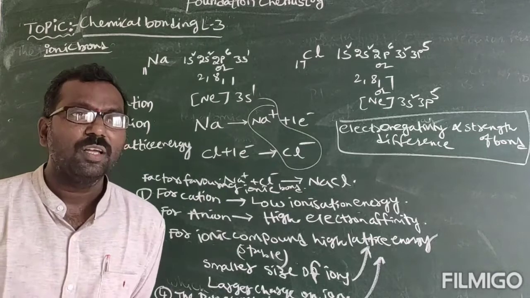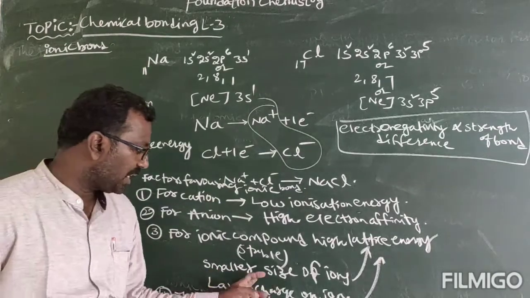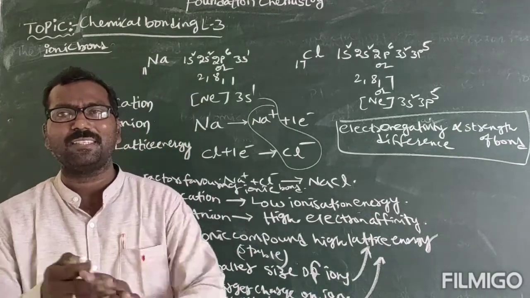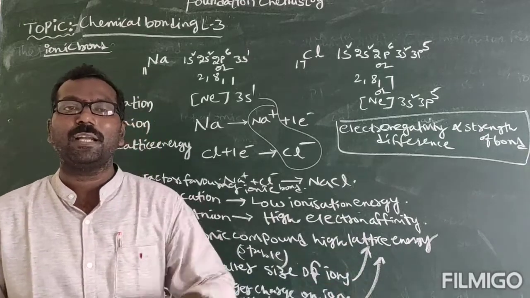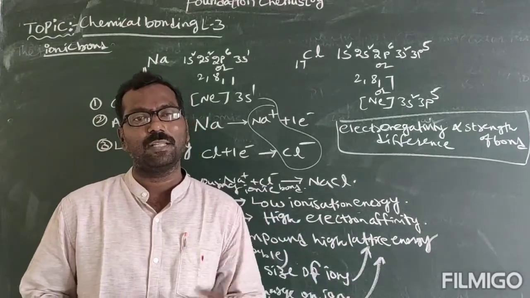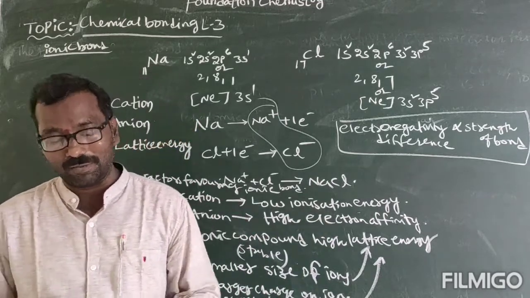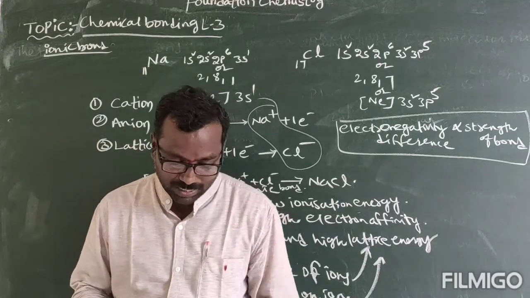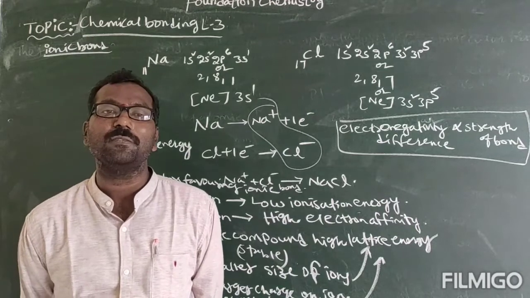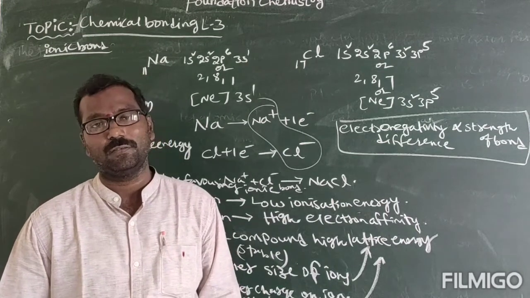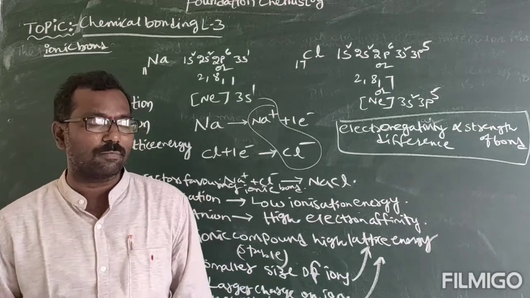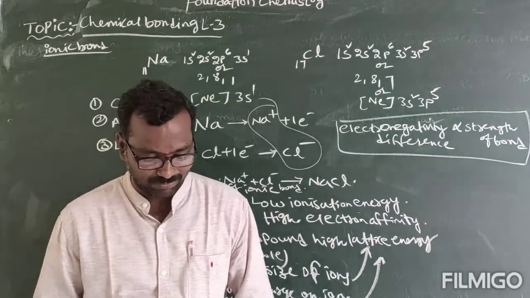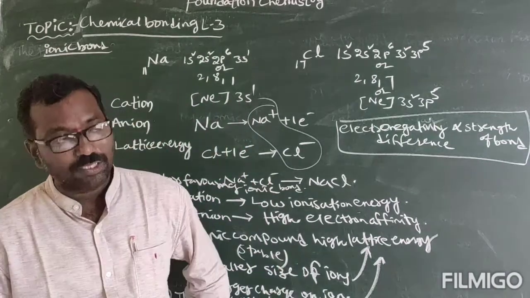And lattice energy. Here you are saying small size of the ions and large charge of the ions. How will the lattice energy be? If there are two cations, there will be repulsion. Two anions, there will be repulsion. Cation and anion, there will be attraction. Then how will the lattice energy be? The one which has both bivalent ions is greater than the one which has both univalent ions.